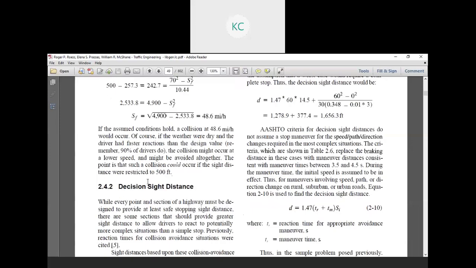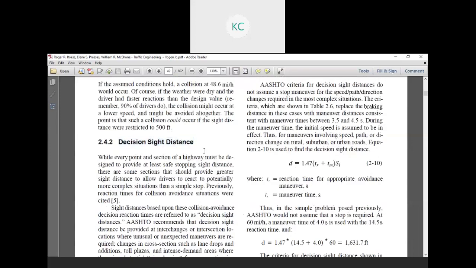The next is decision sight distance. While every point in a section of highway must be designed to provide at least the safe stopping sight distance, there are some sections that should provide a greater sight distance to allow drivers to react to potentially more complex situations than the simple stop.